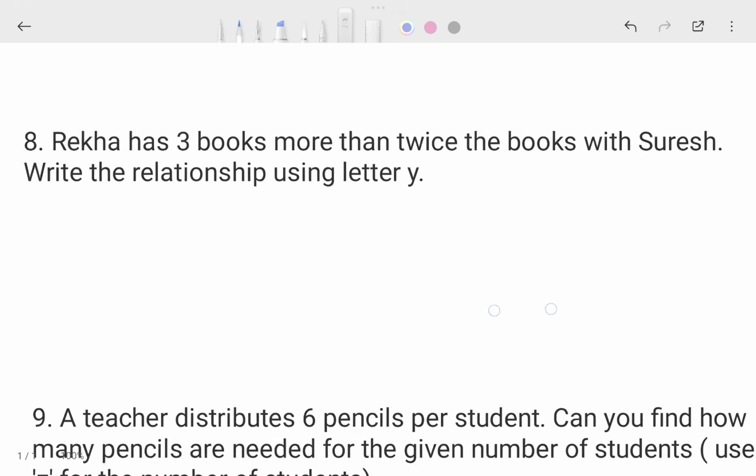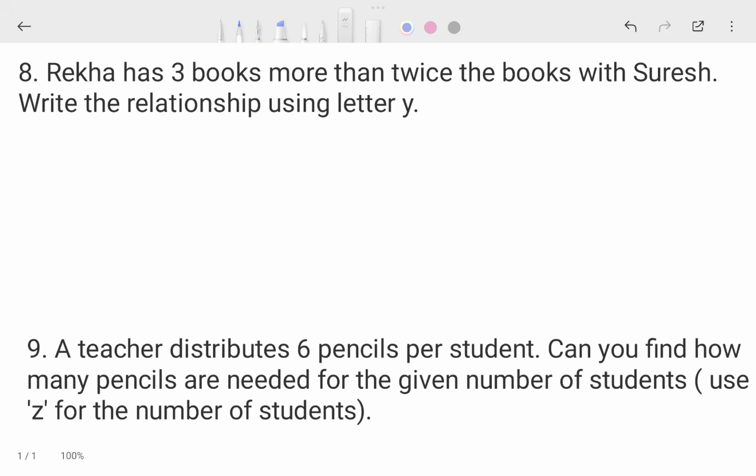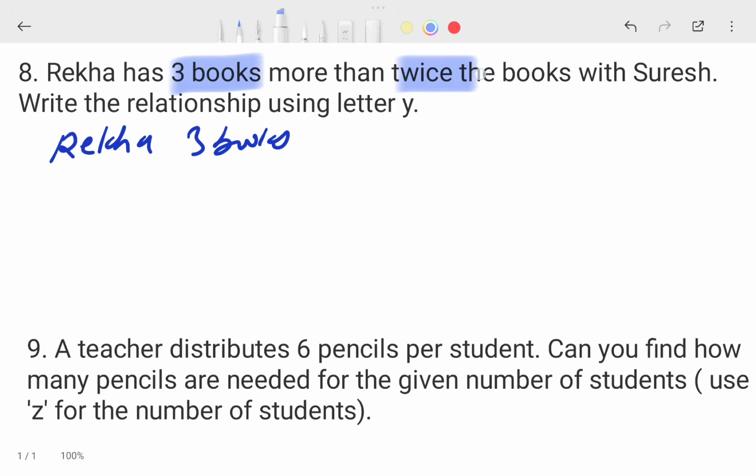So let's talk about the 8th question. Actually, this algebra is something complicated, but I will try to teach you so that you understand that question. Rekha has 3 books. Who has 3 books? Rekha. This is telling that Rekha has 3 books. Okay, na? Understand?